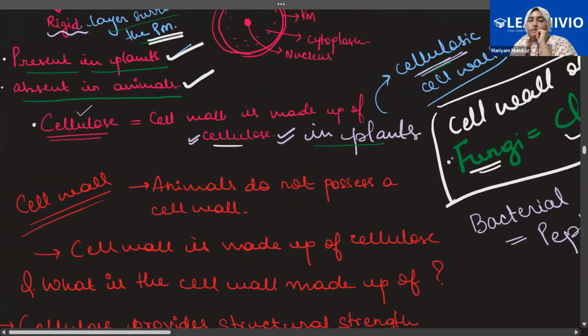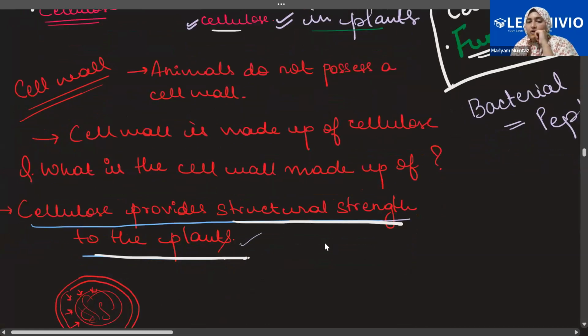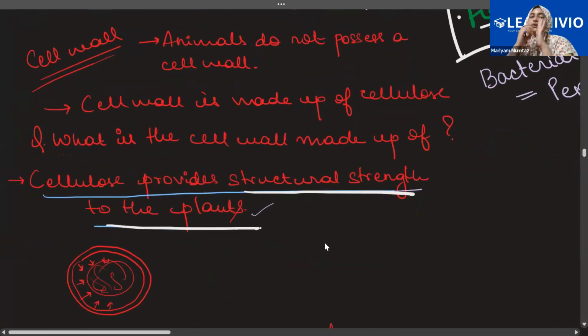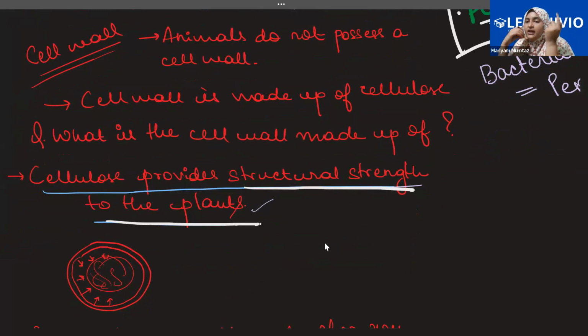Now, animals do not possess a cell wall. Another thing to remember is that according to the organism, the cell wall composition will vary. If it is a bacteria, then the cell wall will be made up of something else. If it is a plant, then something else. And if it is a fungus, then something else.